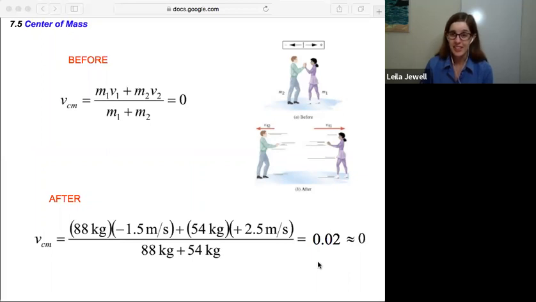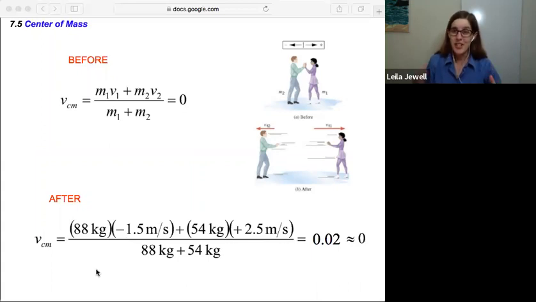That's tiny. At that point, it could possibly just be due to sig figs and the other velocities, right? That's essentially 0. So the center of mass velocity, even when they go from not moving to suddenly shooting off, their center of mass is still right in the middle, right where they were before.